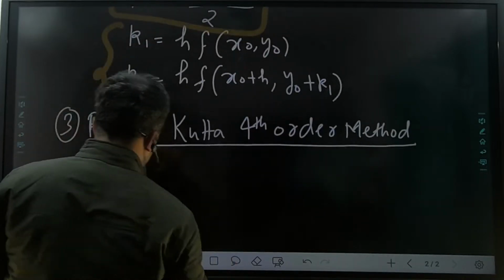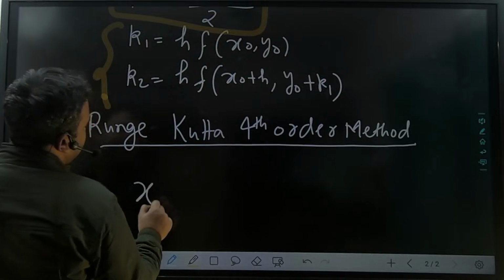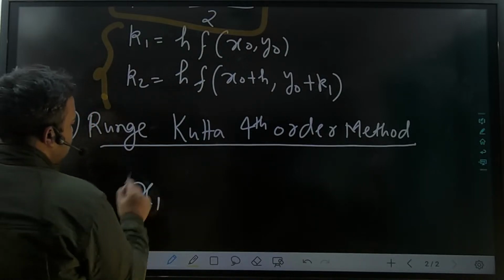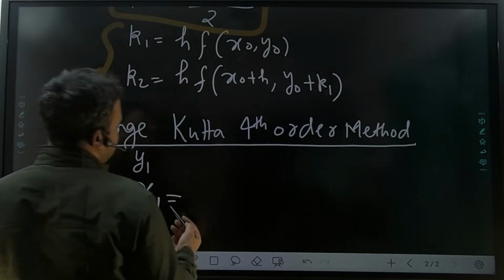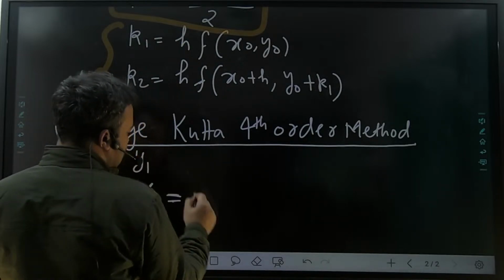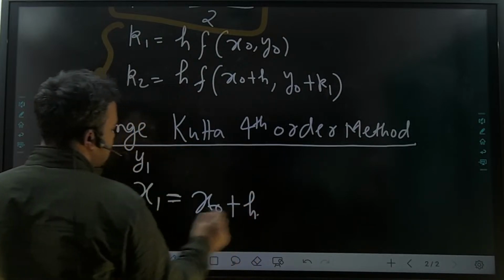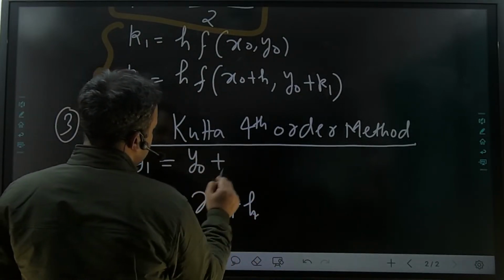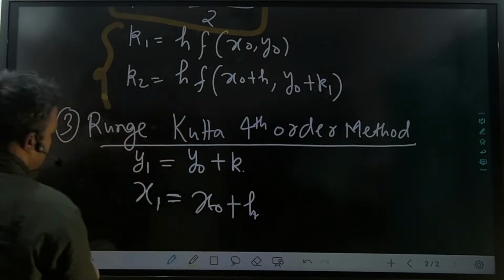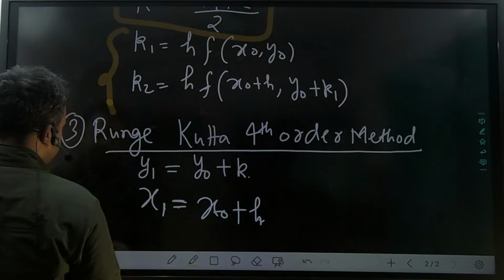And here also you have the same thing. You will be given an x1 value, and on this x1 value you have to find the y1 value. The x1 value can be calculated in terms of known parameters. Some input x0 will be given to you, and you have to add a step size h to come to x1. y1 is nothing but the initial output y0 plus k. So in this way you can find the value of y1 at this x1.